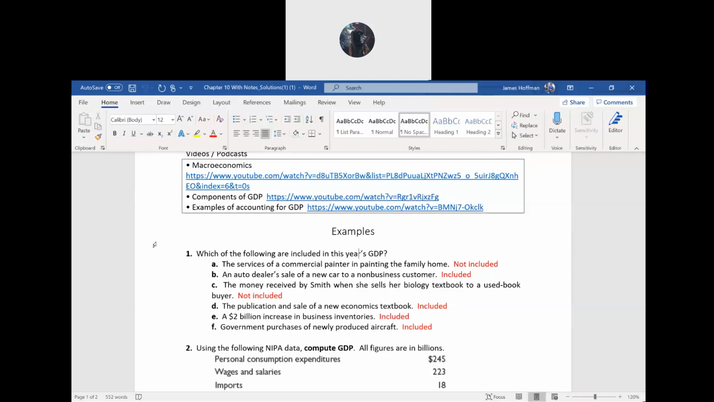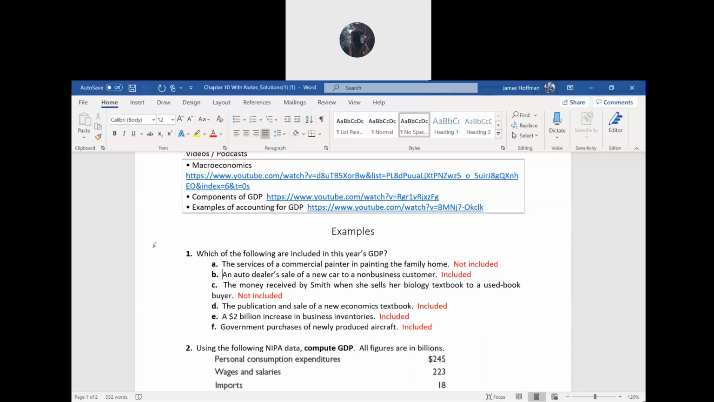So A, the services of a commercial painter in painting the family home. If a painter just paints his or her family's home, and there's no dollar value sale for that, it's just a service by him or her. That's not included because there's no transaction of sale. If a professional painter or professional anything does something as a hobby, like paints someone's house, or a doctor does some medical service without reporting it, that isn't included because you've got to have some record of it. So not included.